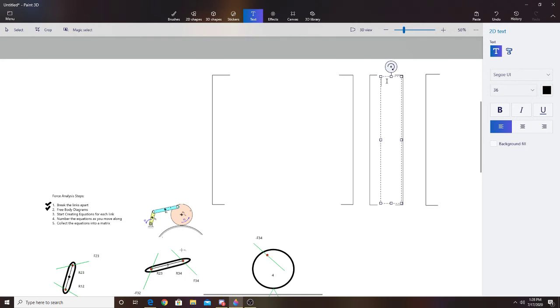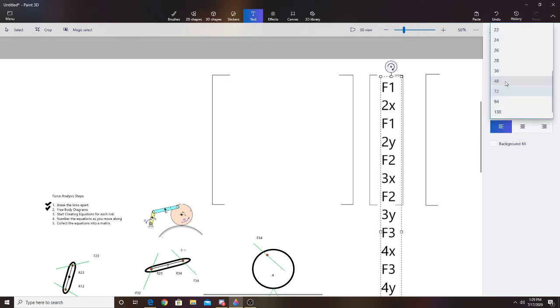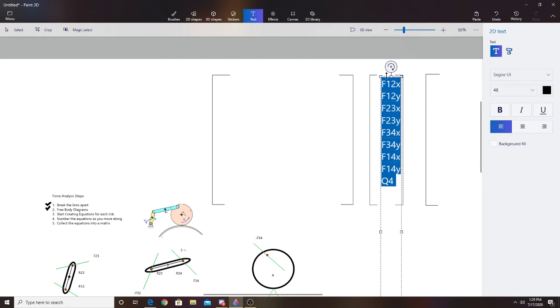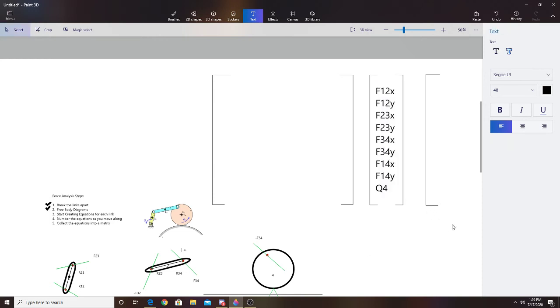our first one is going to be f12x, f12y, f23x, f23y, f34x, f34y, f14x, f14y, and then q4. And then I know what you guys are going to say. Well, man, you really didn't use a whole lot of the space there. This is what we were getting at. This is going to be, yep, okay, so we're going to do that one. Does that sound better? I think it sounds better. See, looks good.